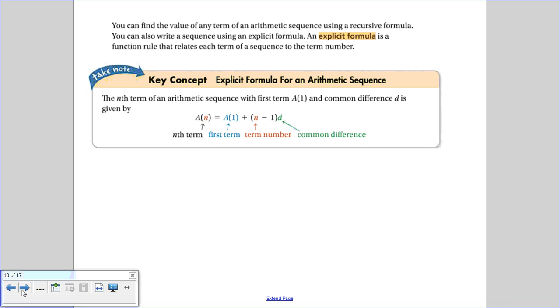There's actually a formula that you can use. So this is the explicit formula for an arithmetic sequence. The nth term of an arithmetic sequence, with the first term being a sub 1 and a common difference of d, is this. You take the first term plus term number minus 1 times d. So let's see that in action.